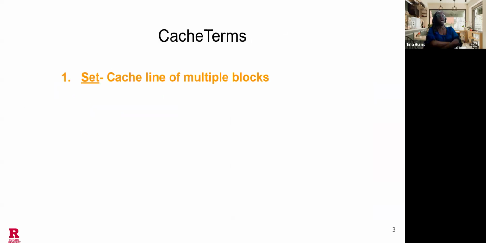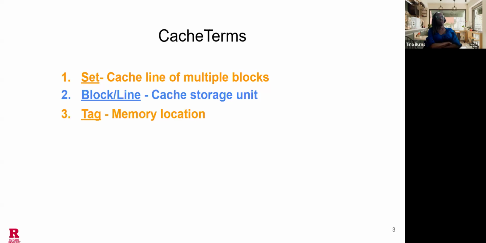When we think about terms as we're evaluating cache, one of the things you want to understand, especially for your final project, is what is a set? A set is defined as a cache line of multiple blocks. So if I have a line of data, then I will have multiple blocks within that cache line. A block or a line is just a cache storage unit. It's just referring to how I want to look at the data inside there. It's just a block of information that details my cache storage unit as a whole.